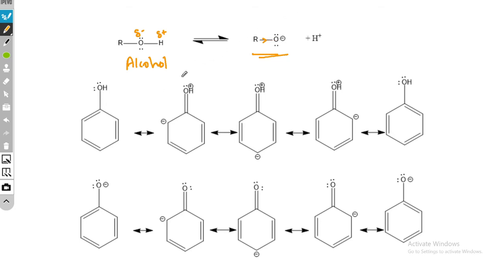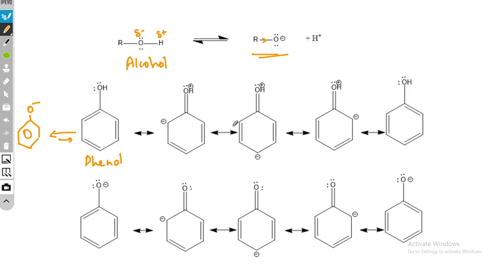So now let us move to phenol. This is the structure of phenol. Phenol also reacts with agents like NaOH, and this hydrogen is removed to form the phenoxide ion. Phenoxide ion means here O minus, plus H plus. That is the ionization of this phenol.